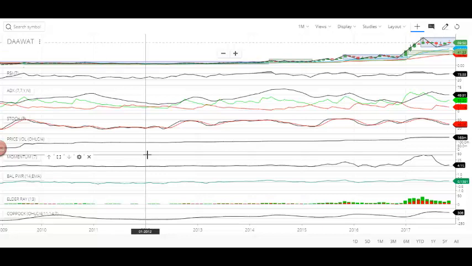Today we are going to do the technical analysis for LT Foods. LT Foods is the company name and Daawat is the brand. I think Daawat is also the ticker name of LT Foods.